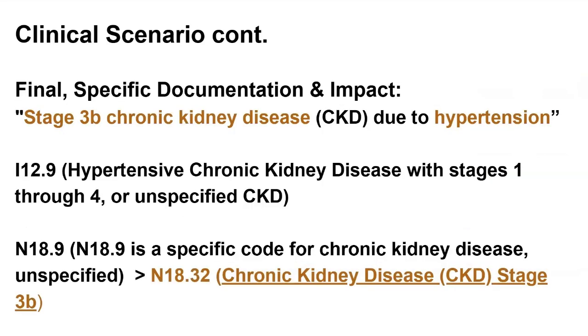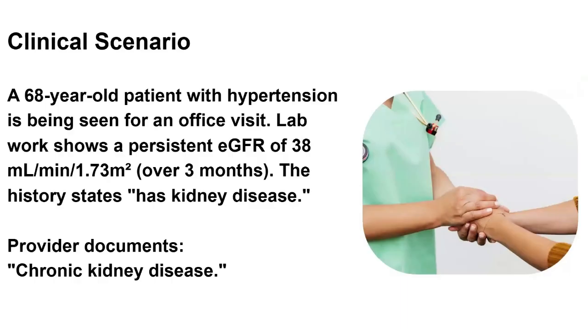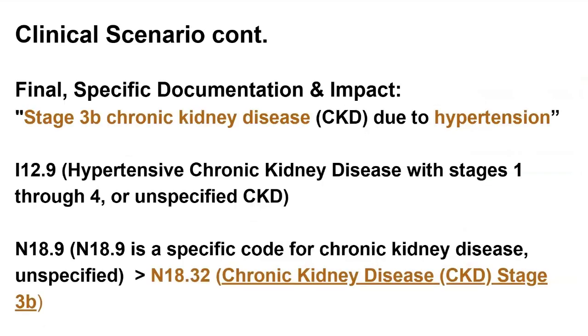So we have the stage 3 CKD due to hypertension. Where did we get the due to hypertension? Let's go back to what was documented in the record. This is a patient with hypertension. They're being seen in an office visit, right? And the lab result says the 38. So here we have the lab documented, but we have the hypertension there. So that's where this hypertension is coming from. So we have this due to hypertension.